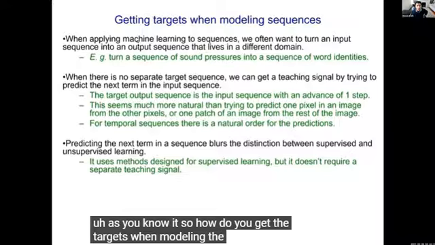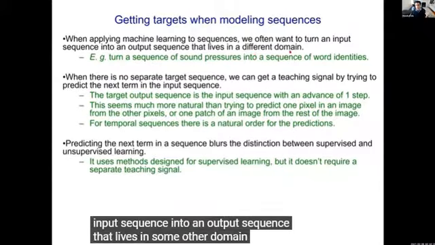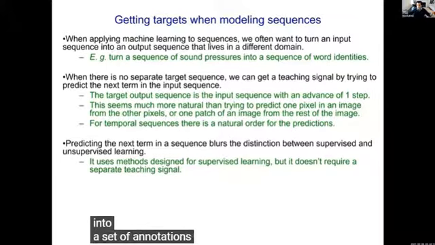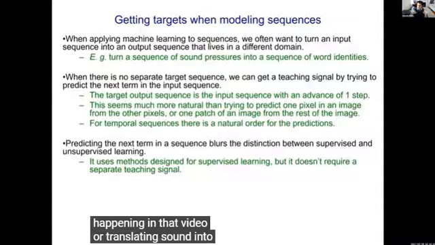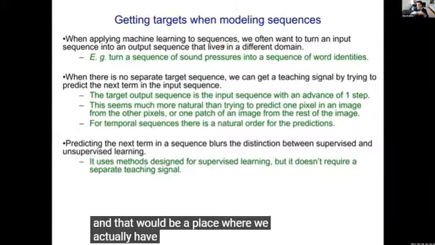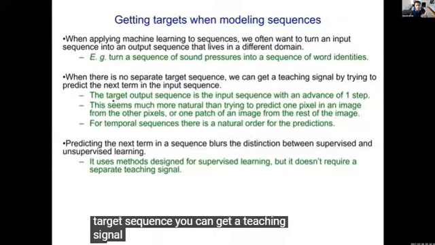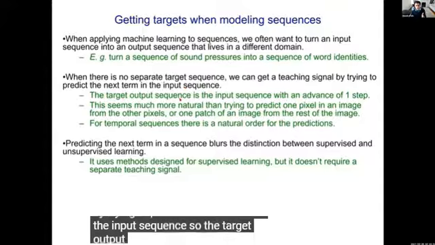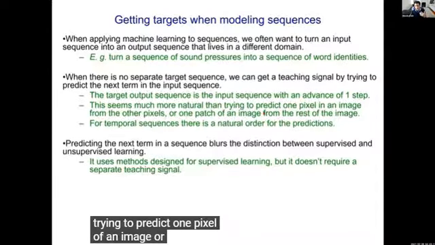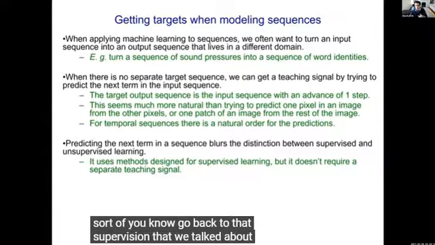So how do you get the targets when modeling the sequences? When applying a machine learning tool to sequences, you want to turn an input sequence into an output sequence that lives in some other domain. For example, translating a German sentence into a French sentence, or translating a video into a set of annotations for what's happening in that video, or translating sound into words and transcribing the words that are being spoken. And that would be a place where we actually have the outputs already labeled and we're trying to predict those outputs. But when there's no separate target sequence, you can get a teaching signal by trying to predict the next term of the input sequence. So the target output sequence is the input sequence with an advance of one step. And that seems much more natural than trying to predict one pixel of an image or a patch from the rest. For temporal sequences, there's an ordering, and you can predict the next one and go back to that supervision that we talked about earlier.